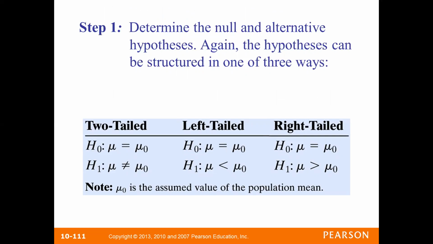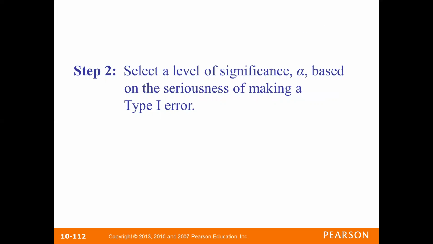We're going to first have to determine the null and alternative hypothesis. And again, it could be one of three things: not equal, less than, or greater than for the alternative. The null hypothesis, notice in all three cases, is an equality statement. We have to select a level of significance. Typically, alpha will be 0.05 or 5%. That's the level at which we're willing to accept a type 1 error.